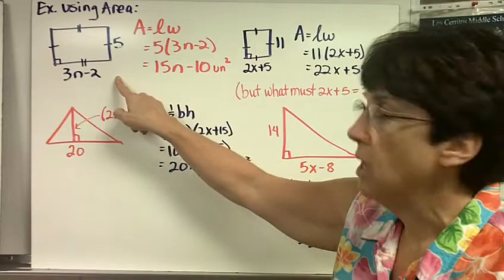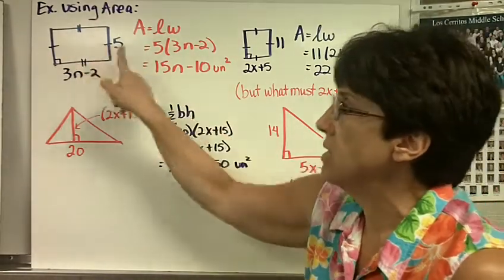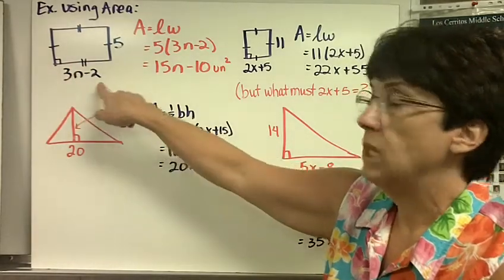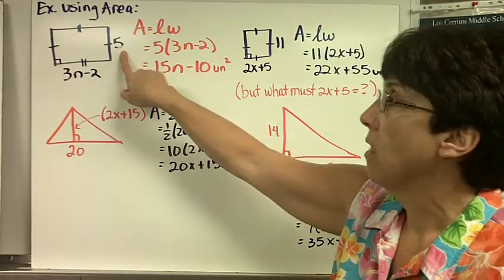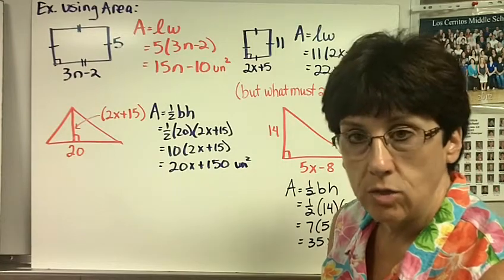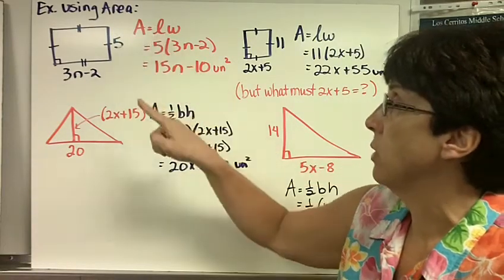Here's a rectangle, and I know it's a rectangle because these sides are the same and these sides are the same. I can tell by the tick marks, and it's a 90-degree angle. So the length is 3n minus 2. The width is 5. When you are finding area, you always write down the formula. Area equals length times width.